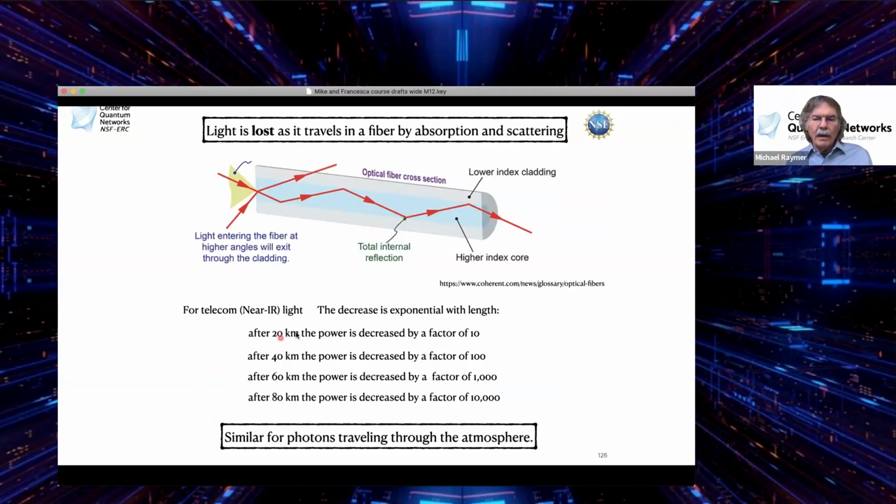And for example, after 80 kilometers, which is not that far, that's the distance between two cities, the power is decreased by 10,000. That means if you send one photon into this end, after 80 kilometers, there's only one chance in 10,000 that photon will survive at the other end. So that's very bad. It's also a similar problem if you send photons through the atmosphere, for example, from a satellite down to the ground.